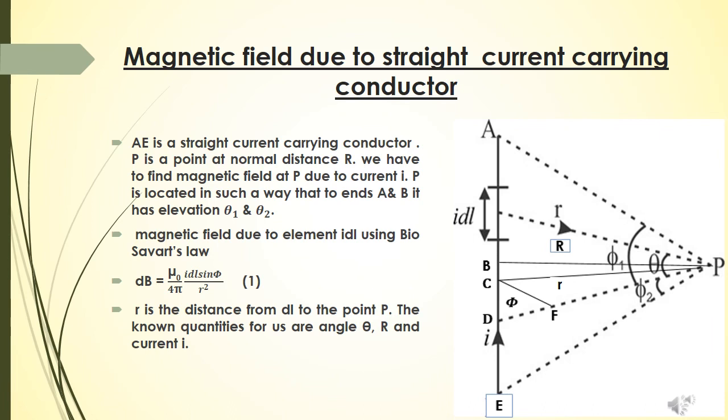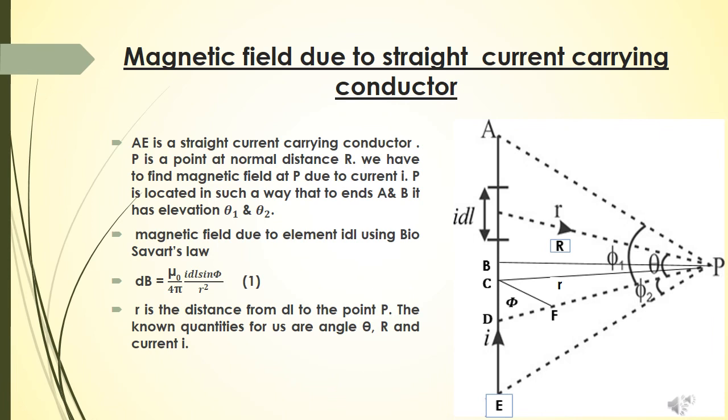If E changes its position, then theta 2 changes. If A changes its position, then theta 1 will change. In this way, P has a very peculiar and exact position which is specified by theta 1 and theta 2. At this place, we have to find the magnetic field.